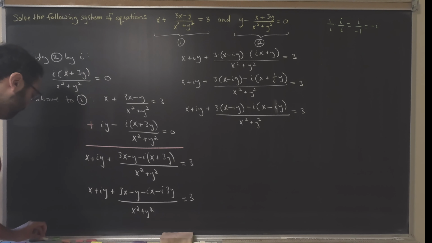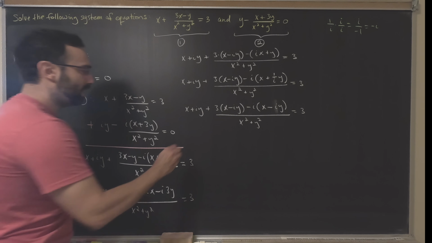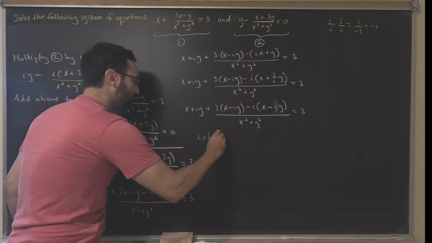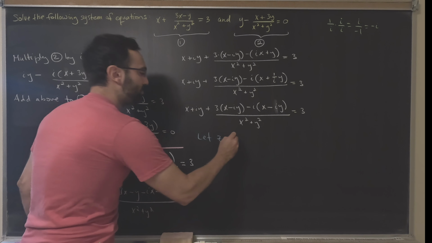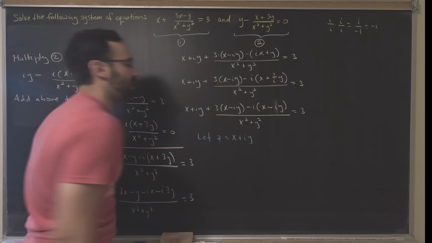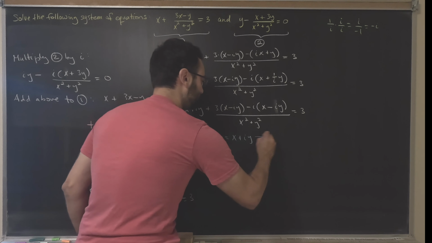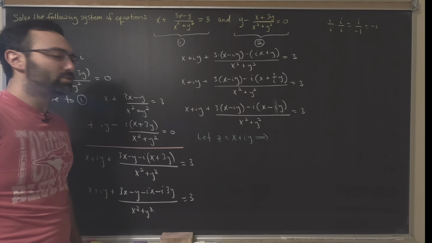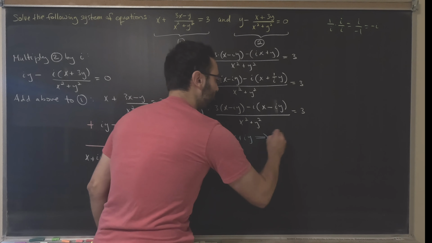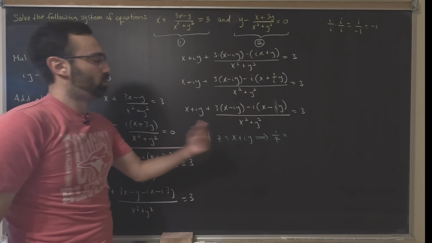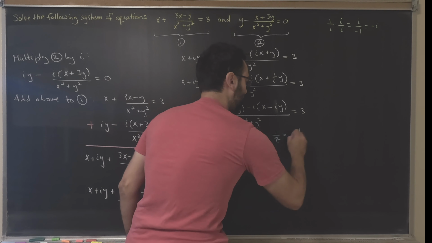So why don't we do the following? Let's let z represent the number x plus iy. And if we do that, well, what's 1 over z? Check this out. 1 over z is 1 over x plus iy.